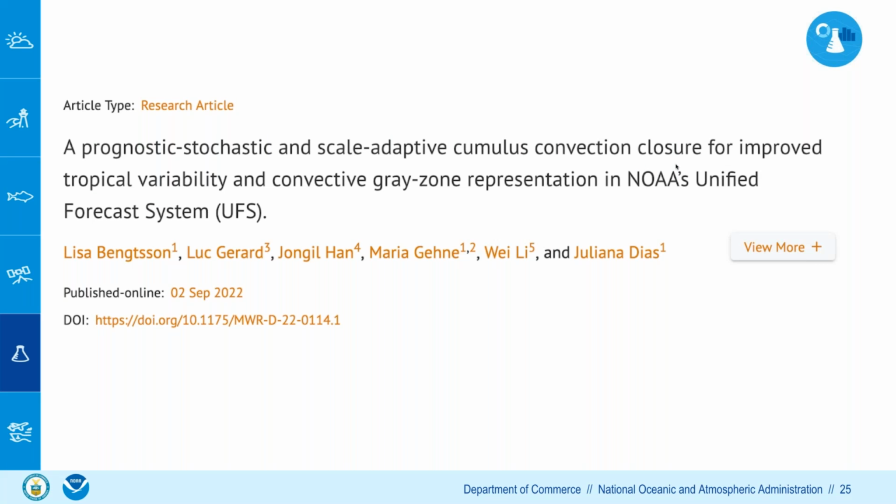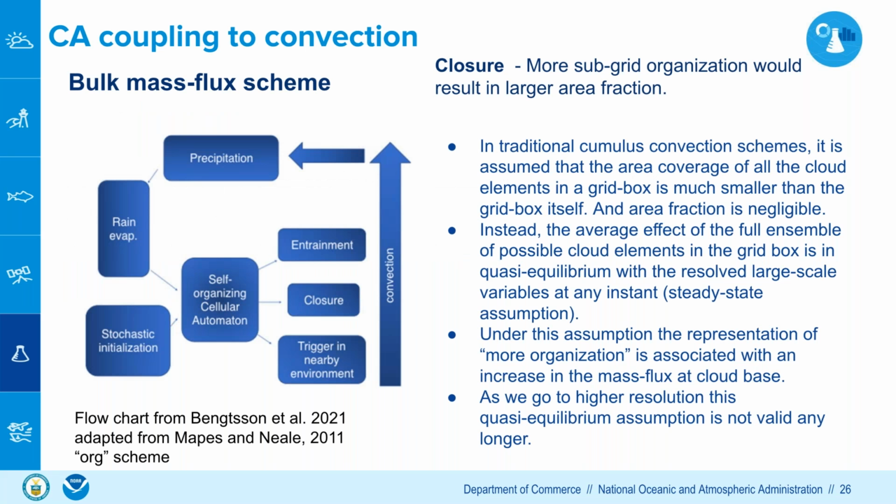Okay, so the last study I'd like to talk about was very recently published as an early online release in the Monthly Weather Review. And here we tie it all together in a sense. Going back to this picture, I talked a lot about this triggering in nearby environment, that this is an effective way of using the cellular automata for subgrid organization in a bulk mass flux scheme.